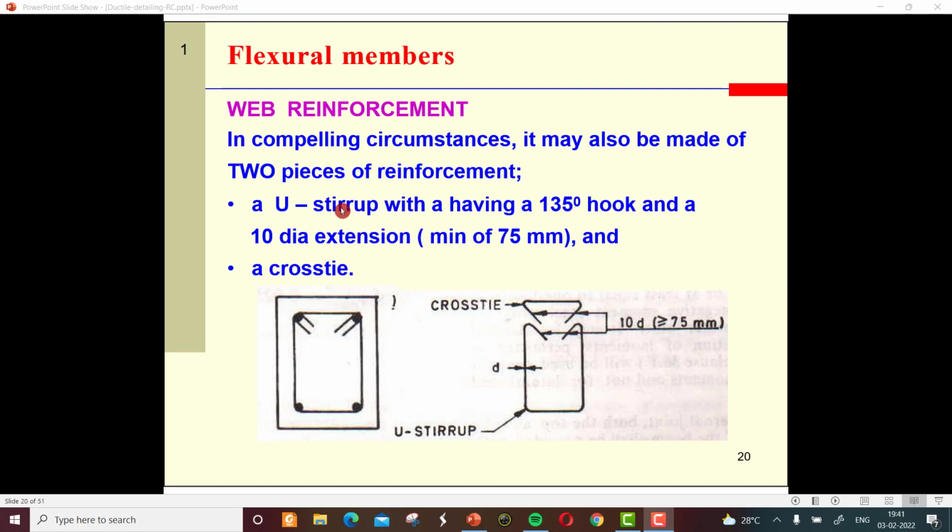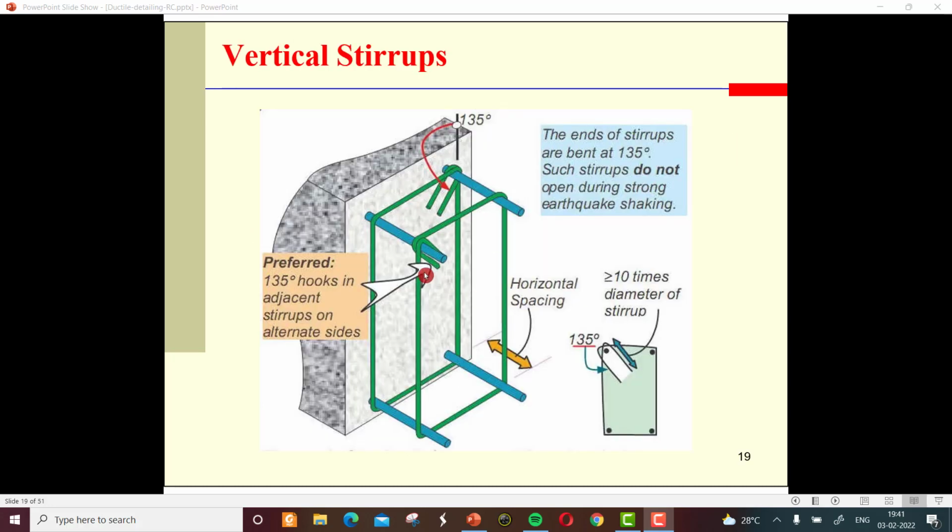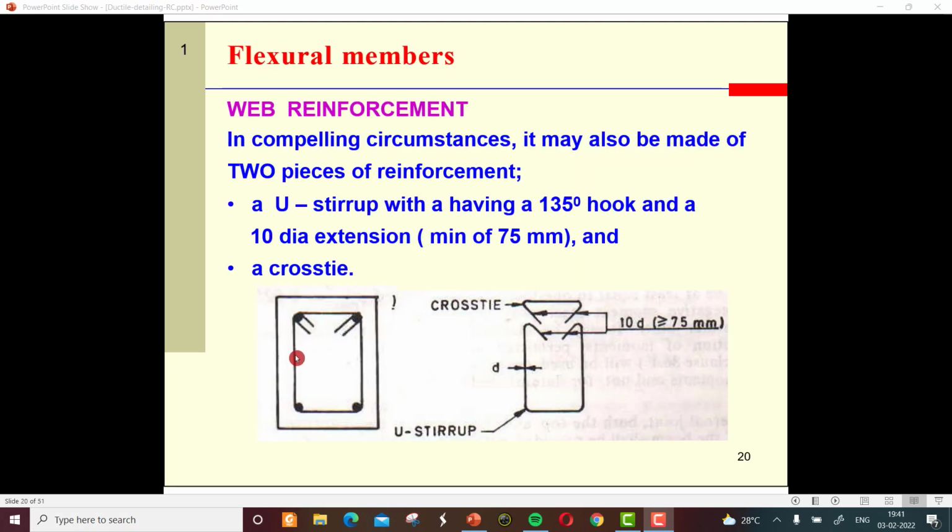A little bit more detail on the web reinforcement. In compelling circumstances, it may also be made of two pieces of reinforcement. So if you're not able to provide it like this, you can provide it at two adjacent joints or corners: a U strip with a 135-degree hook and a 10 dia extension, or a cross tie. So this is another option, and you can provide it like this.